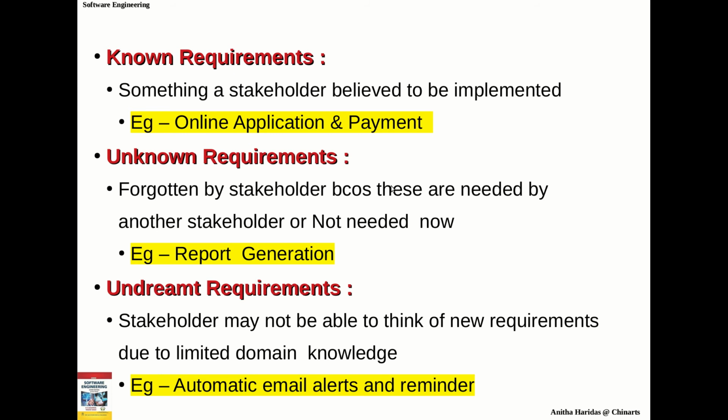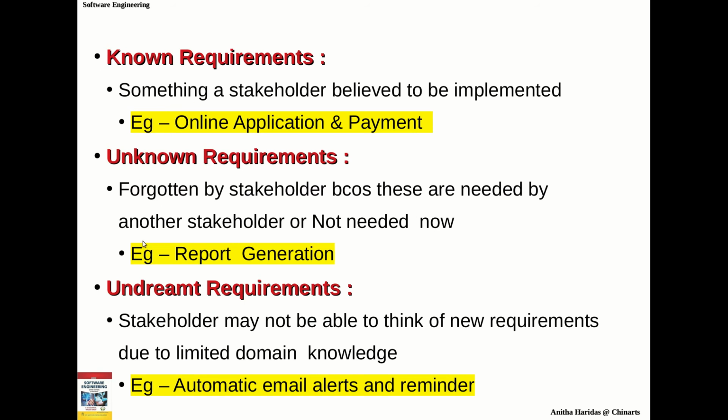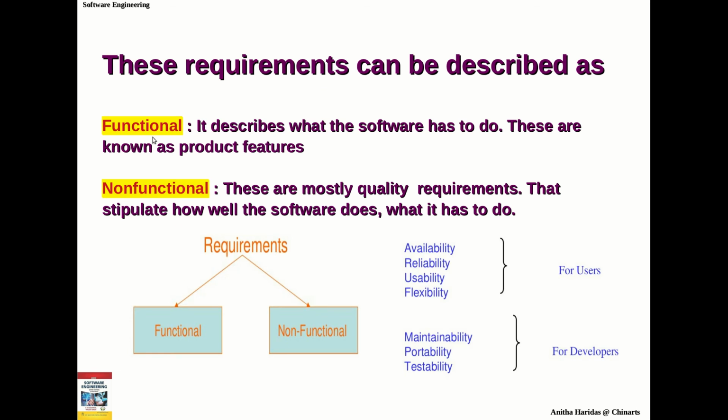Now, whether we have known, unknown or undreamt requirements, they can be described as functional requirements and non-functional requirements. Whatever requirements are called known, unknown and undreamt, they can be described as a functional requirement or as a non-functional requirement. Now, what do you mean by functional requirement? The functional requirement will describe what the system has to do.